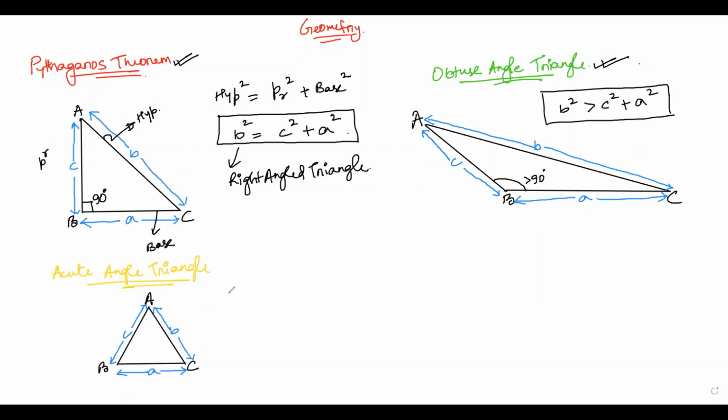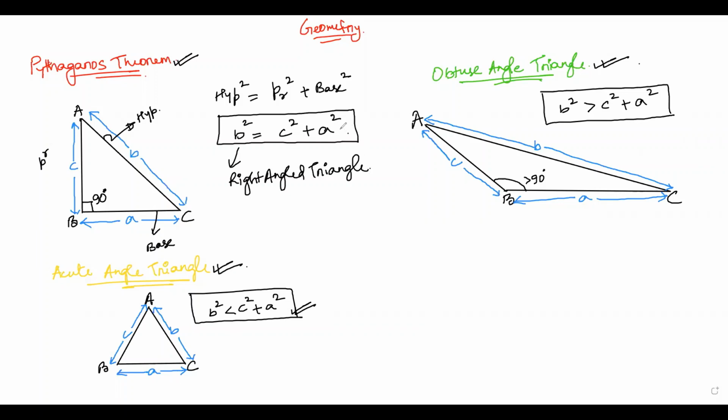In a similar way, if we consider an acute angle triangle, in that case, b square would be lesser than c square plus a square. That is, the square of the side opposite to the acute angle would be lesser than the sum of the squares of the other two sides. Conversely, if the square of the side opposite to the acute angle is less than the sum of the squares of the other two sides, in that case, the triangle would be an acute angle triangle.